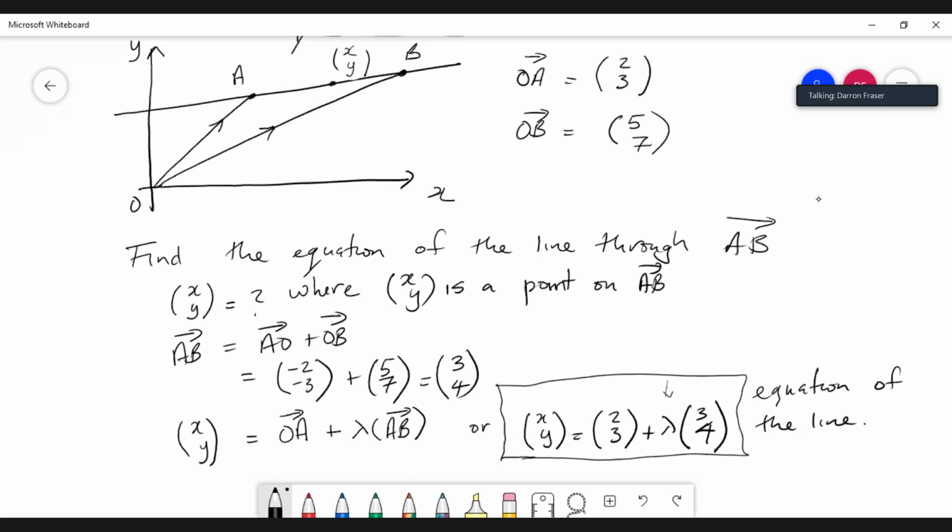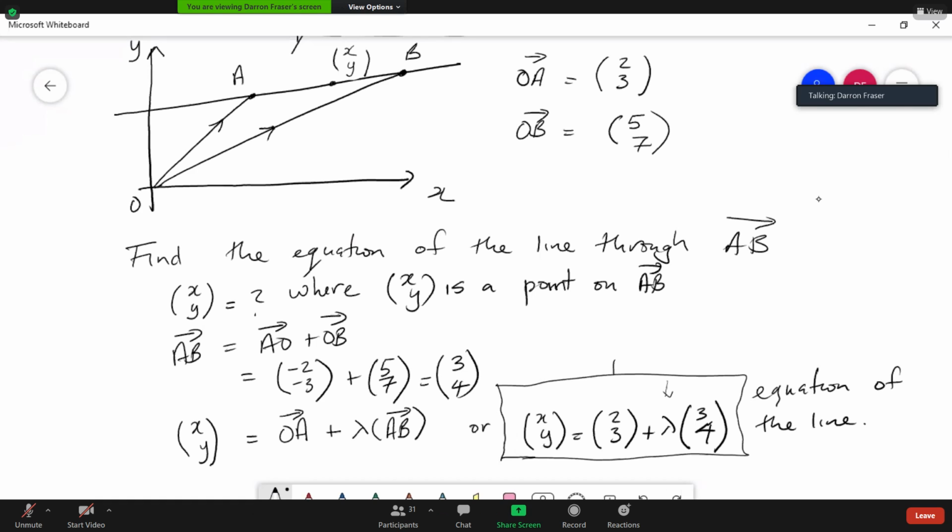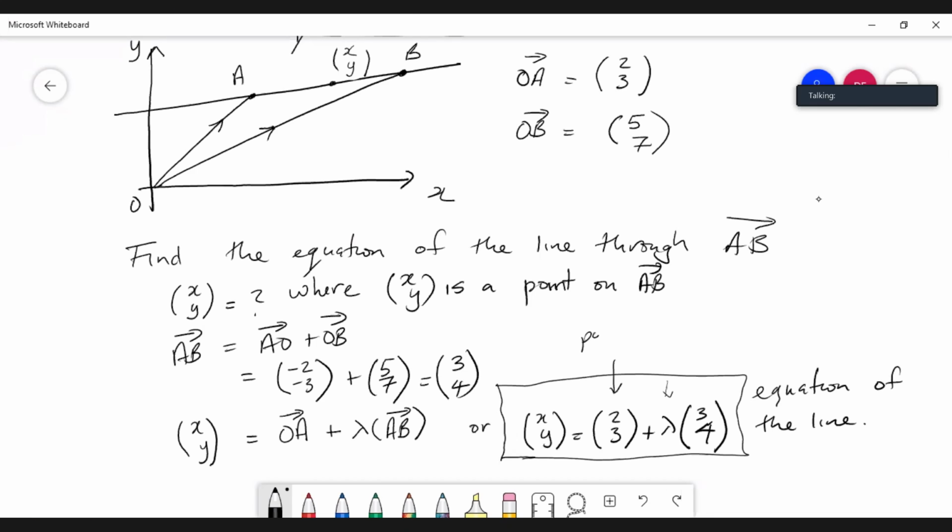So you need the position vector of a point on the line. And you need lambda times AB, which is the point somewhere on the line. So lambda times AB would represent some distance along it. What we're saying is that XY represents the position vector of a point on the line, anywhere along the line. So how you get from O to that point on the line. So we are saying that you would go from O to A, and then you would go lambda, some distance along the line AB.